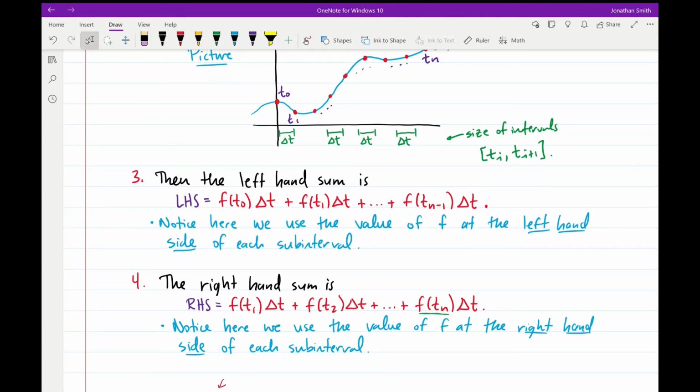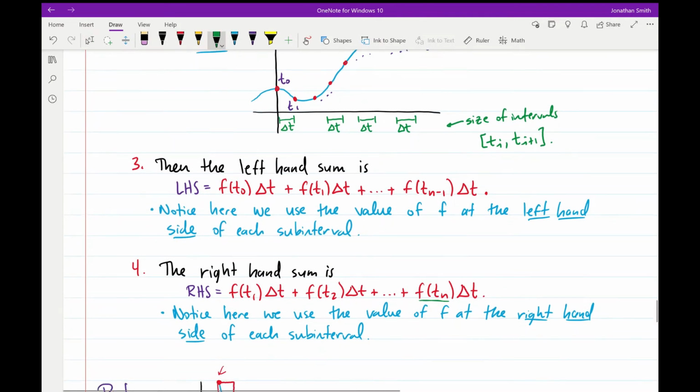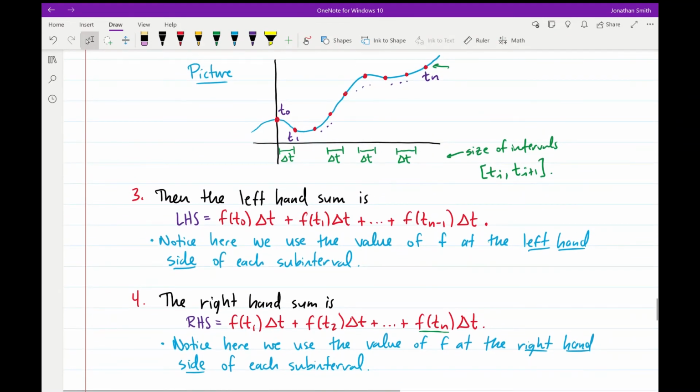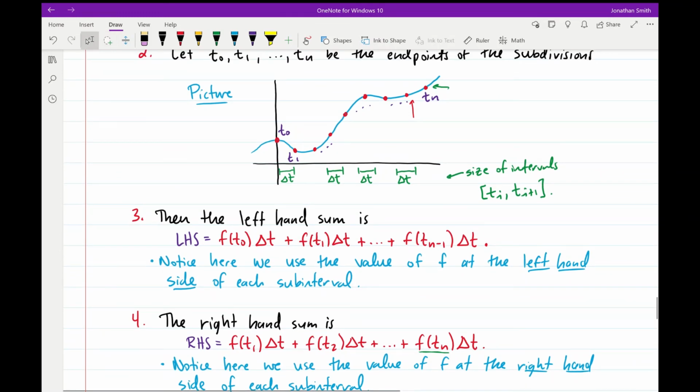So once we have this picture, the left-hand sum is defined to be the value of f at t naught times the length of the subinterval plus the value of f at t1 times the length of the subinterval plus all the way up until we get to f of t sub n minus 1, so the second to last endpoint here, times the length of the subinterval. So why is this called a left-hand sum? Because when we're calculating the value for f for each of these intervals here, we're using the value of f at the left-hand side of each of the subintervals.